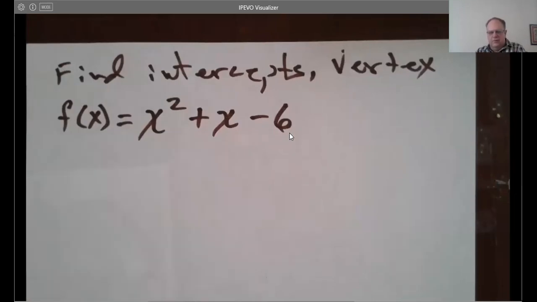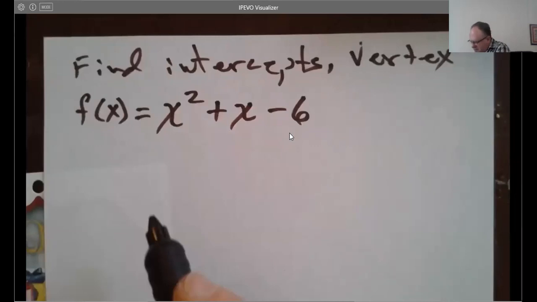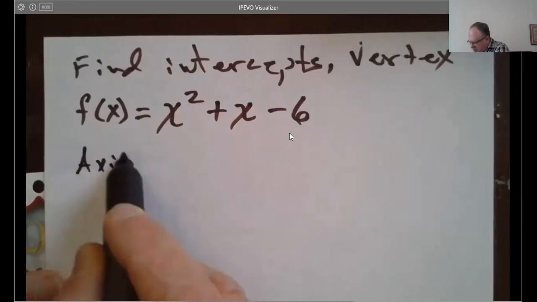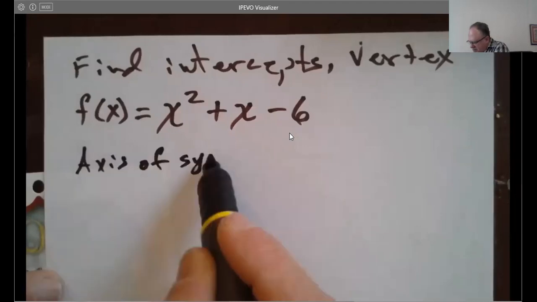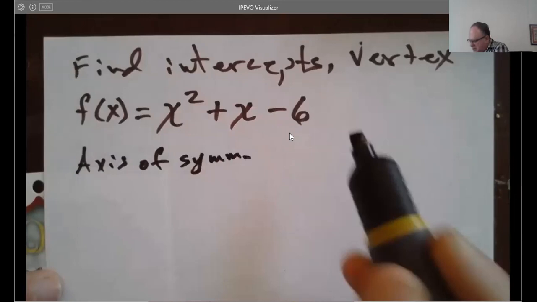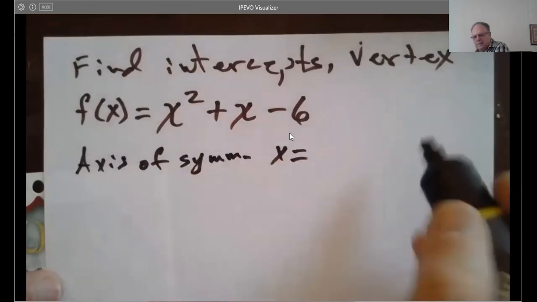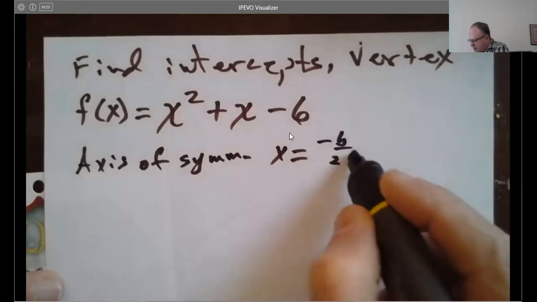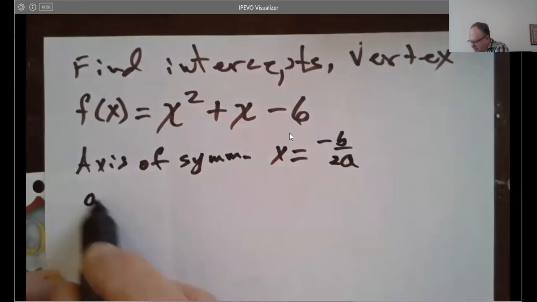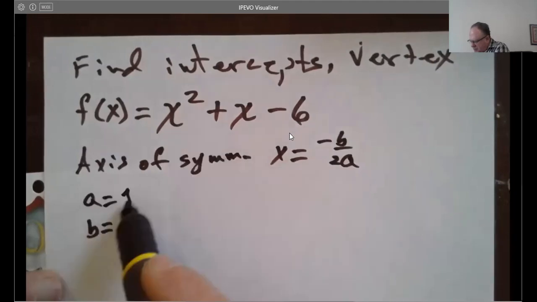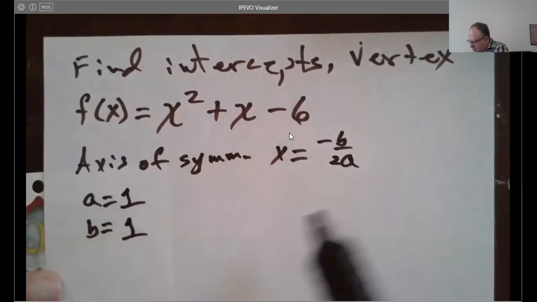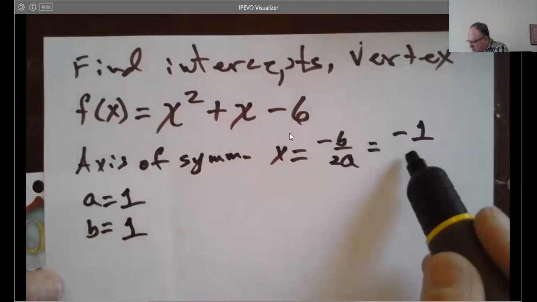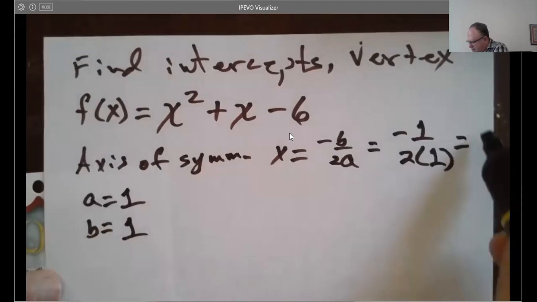Okay, so just as a review, let's find the vertex. Well, in order to find the vertex, you have to find the axis of symmetry. I'll just abbreviate that. That's x equal to what? Negative b over 2a, right? Where a is the coefficient of x squared, that's 1. B is the coefficient of x, that's also a positive 1. So this would be negative 1 over 2 times 1, and we get negative 1/2.